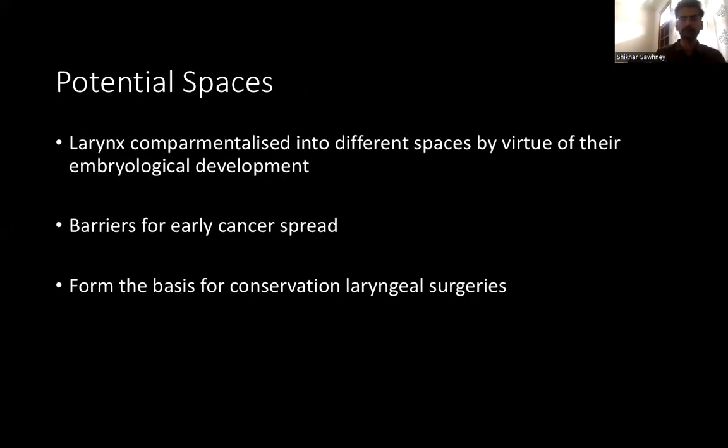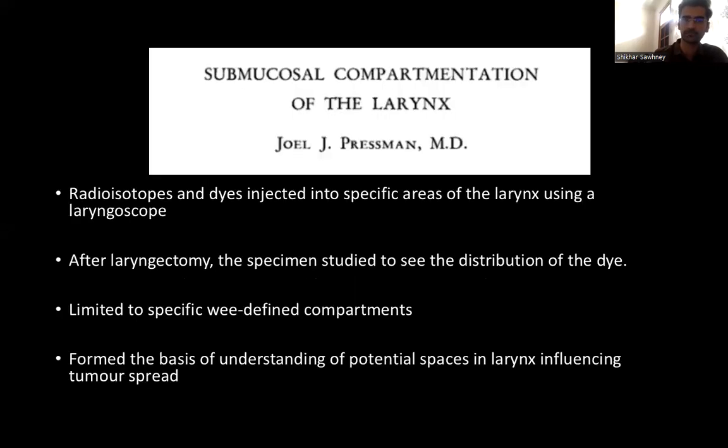Now, the anatomy of the larynx is pretty unique in the sense that it has various potential spaces, and the larynx is compartmentalized into different spaces by virtue of their different embryological development. These potential spaces act as barriers for early cancer spread. However, once the cancer progresses and goes beyond these potential spaces, it tracks along the paths of least resistance. These potential spaces form the basis for our conservation laryngeal surgeries.